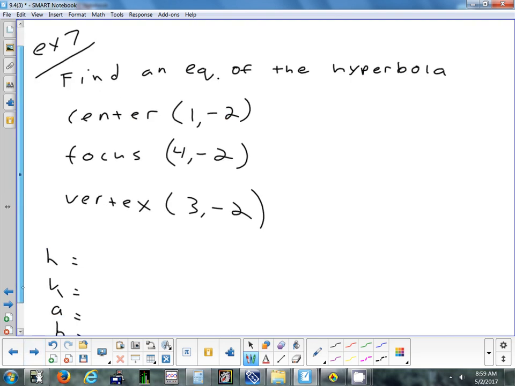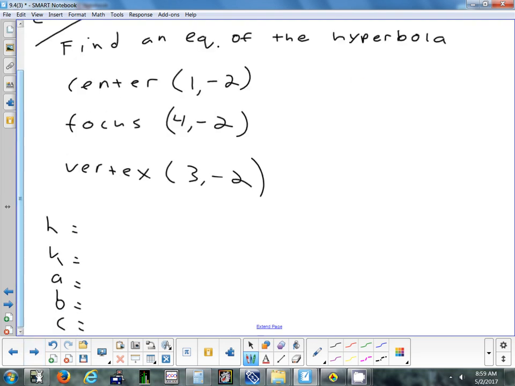Okay, so let's find the equation of that hyperbola. Is there anything I can find here with almost no work at all? I don't really have to do any calculations. These numbers are pretty much given to me. Yeah, h and k are given. What's h? 1. And k? -2.